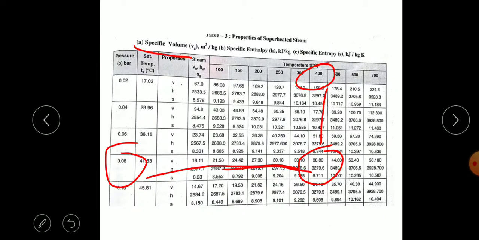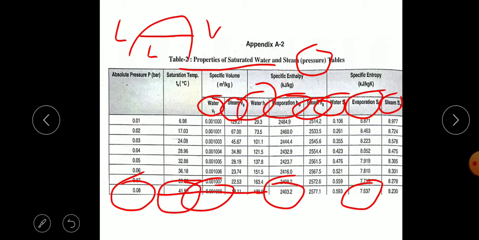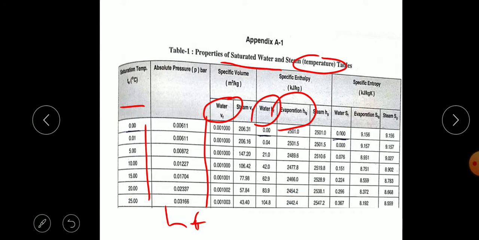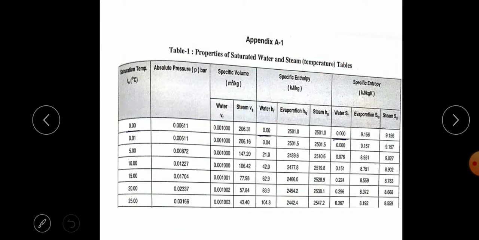Sometimes, instead of pressure, the temperature is given. So 25 degrees is the temperature, and corresponding to 25 degrees we go to the steam table, properties of water and steam. Corresponding to 25 degree temperature we can find the properties of the steam. So we have to use the properties of saturated water and steam on the temperature basis.